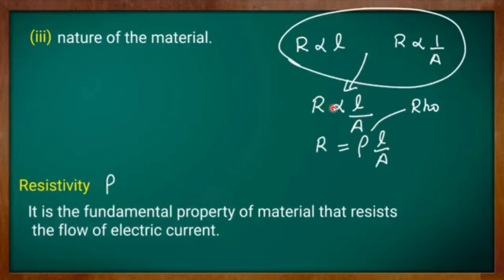So now, if I need to remove the proportionality sign, I need to insert a constant. So here I am writing R is equal to rho L by A. This rho is known as the resistivity and it is read as rho. Rho is nothing but the resistivity of a conductor.